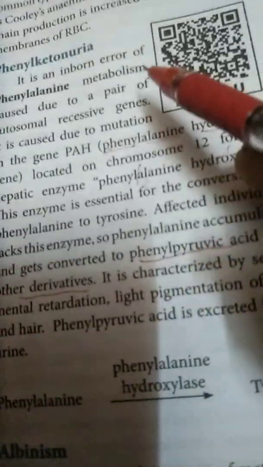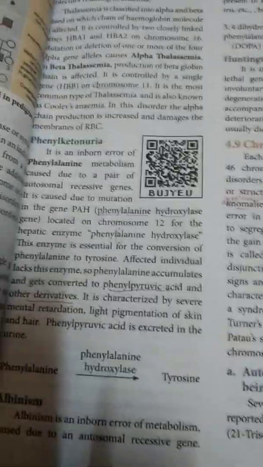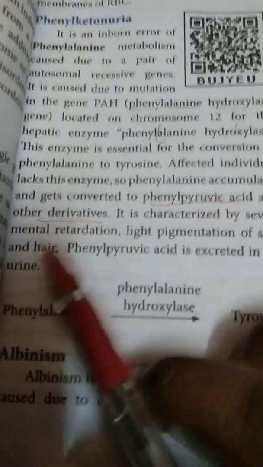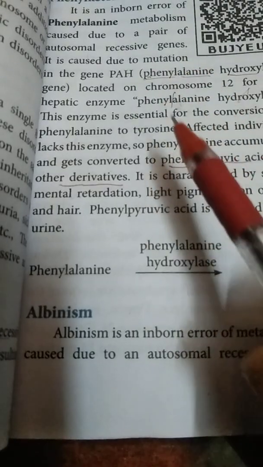Next one is phenylketonuria. Phenylketonuria is an inborn error, it occurs from birth. It is a metabolic disorder. It is an autosomal recessive gene disorder.